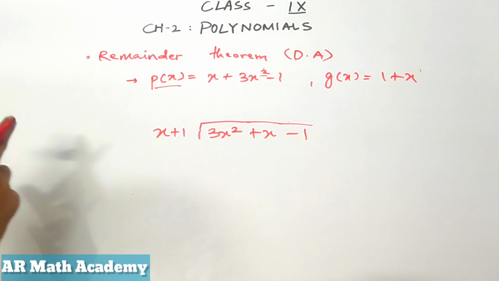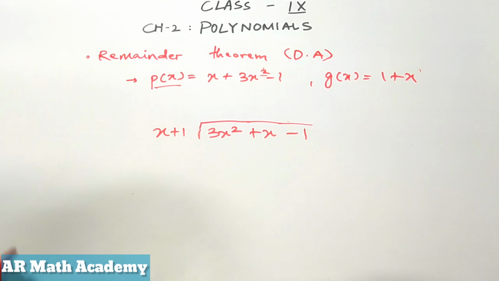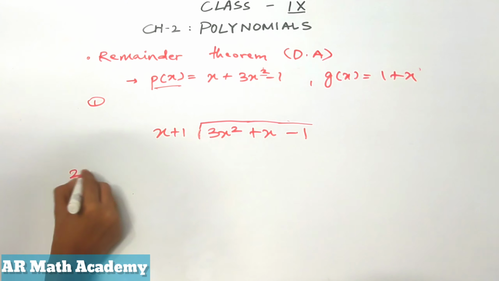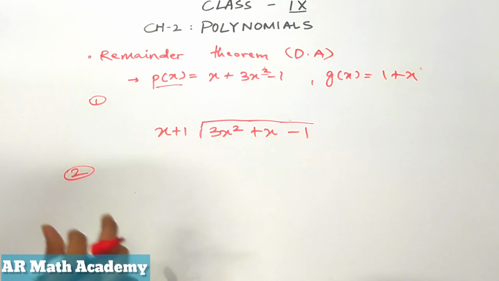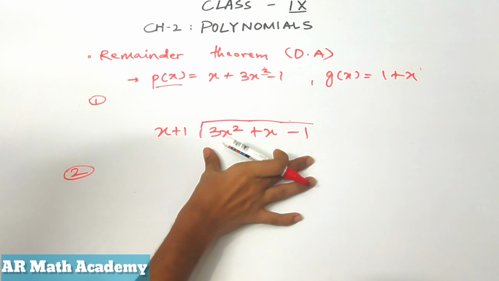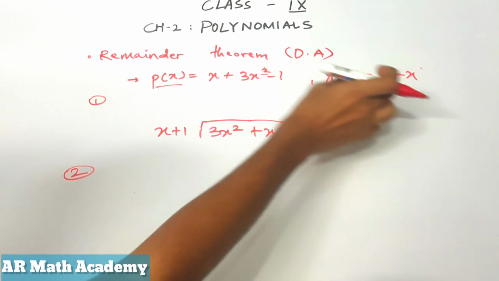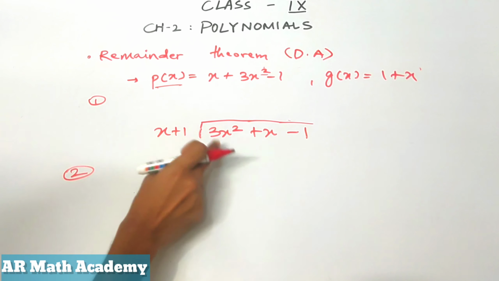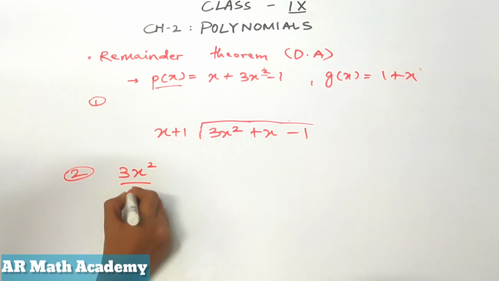We did the first step, which is to rearrange this and place it in the corresponding positions. Now what are we going to do? The second step would be to divide this 3x square with x. Let me generalize this step. Whatever the dividend, take the first term and divide it with the first term of the divisor. What is the first term of the divisor? It is x. What is the first term of the dividend? It is 3x square. So you do 3x square divided by x.